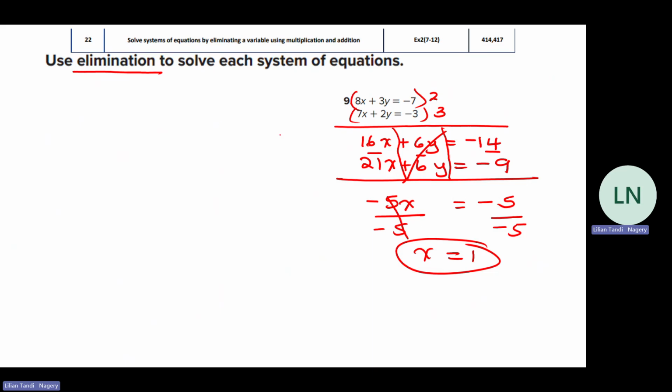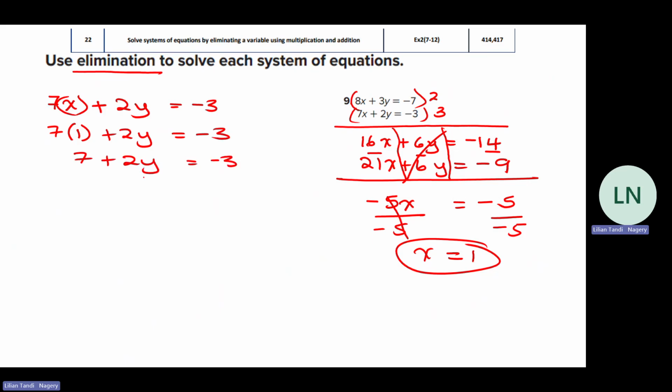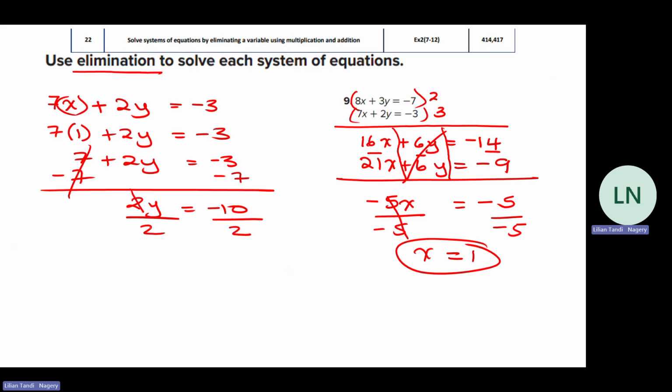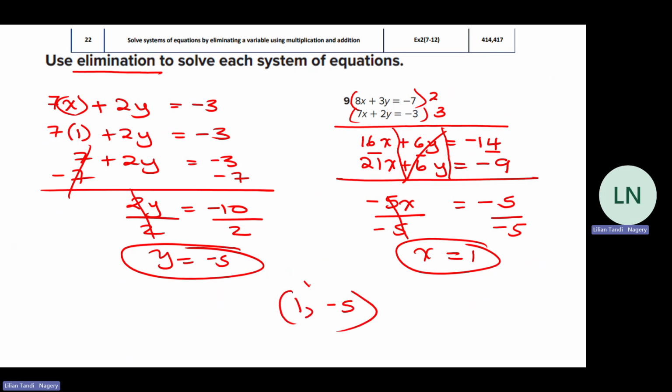Then you have y. So I will choose this equation because it has smaller numbers, smaller values. Plus 2y, I know x, equals to negative 3. 7 times 1 plus 2y equals to negative 3. 7 plus 2y equals to negative 3. Minus 7, minus 7. 2y equals to negative 10. Divide by 2. Divide by 2. Y equals to negative 5. Your answer is 1, negative 5. X, y. Box your answer.